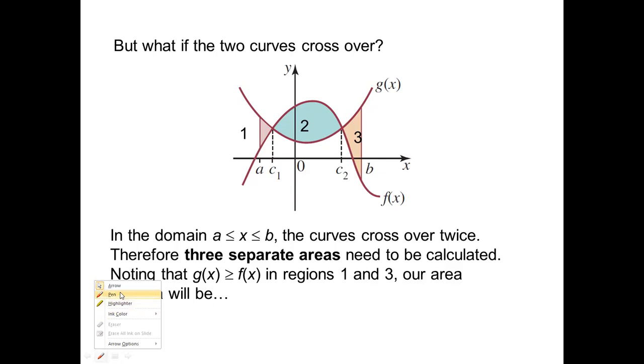You may not see my pen. So in sections 1 and 3, or that's region 1 and 3, your g of x is higher than f of x. So it should be g of x minus f of x. In section 2, you will have to do it the other way around. That should be g of x minus f of x. No, f of x rather minus g of x. In here, it's g of x minus f of x.